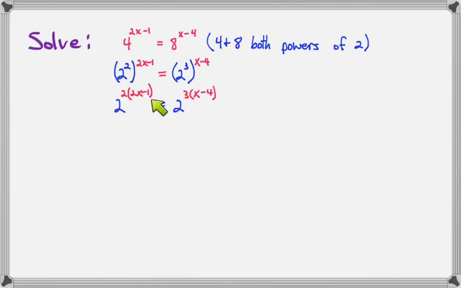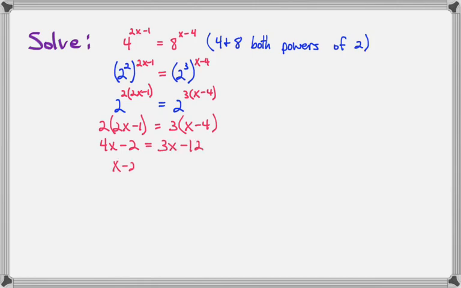So if 2 to this power equals 2 to that power, then we can distribute on both sides and solve just like before. So for this one we come up with x equals negative 10.